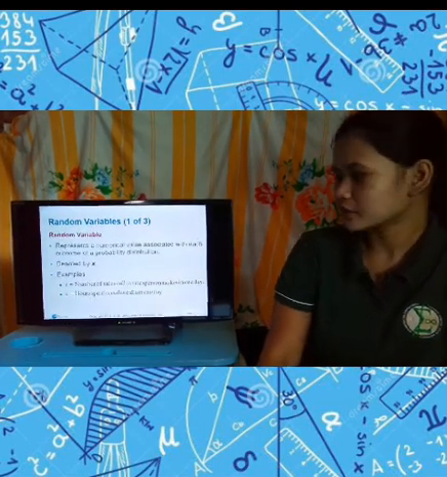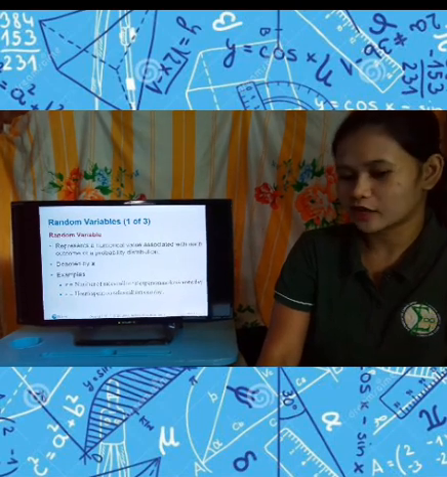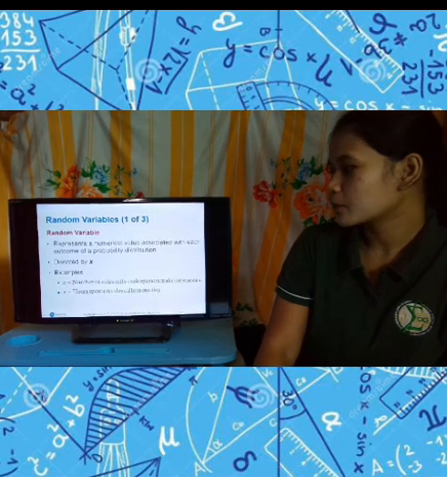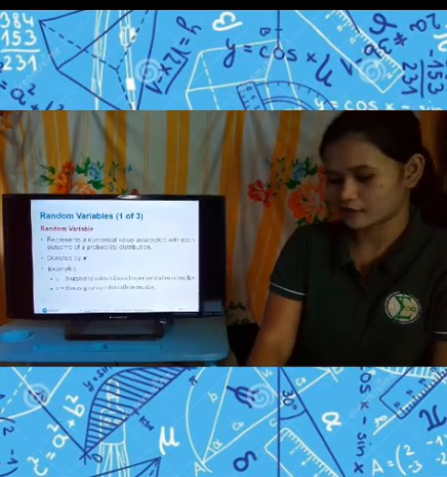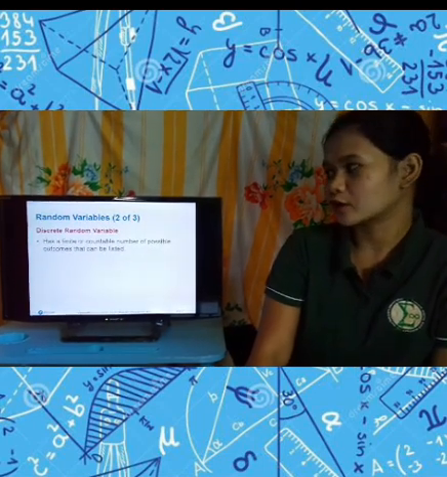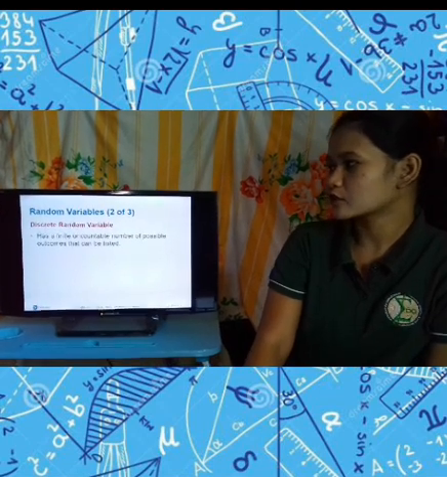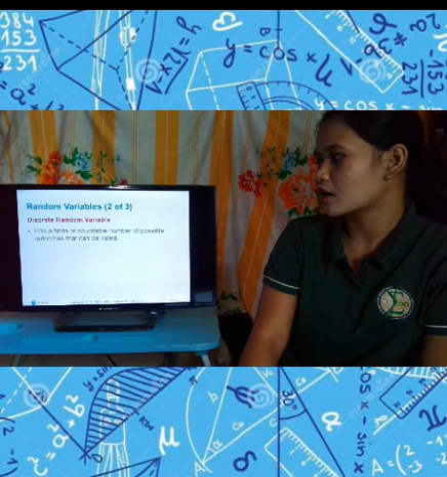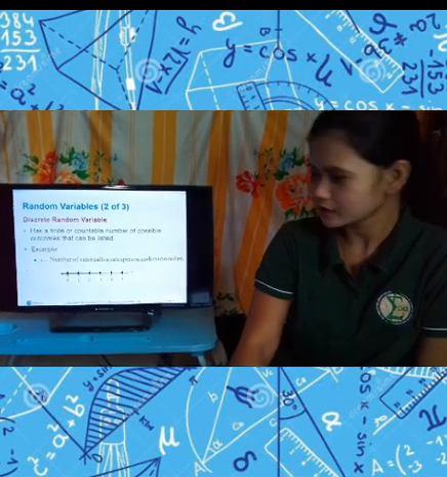Another example is x is equal to the hours spent on sales calls in one day. So our random variable here is the hours spent on sales calls in one day. There are two types of random variable. First is the discrete random variable. A discrete random variable has a finite or countable number of possible outcomes that can be listed.